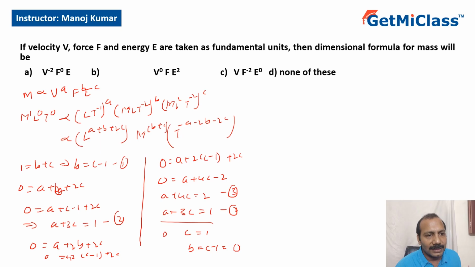And if b equals 0, I need to find a. I'll use one of the equations. In fact, any of the equations can be used. I'll use a plus 3c equals 1. So a equals 1 minus 3c, or a equals 1 minus 3 into 1. So a equals minus 2. So we have a equals minus 2, b equals 0, and c equals 1.